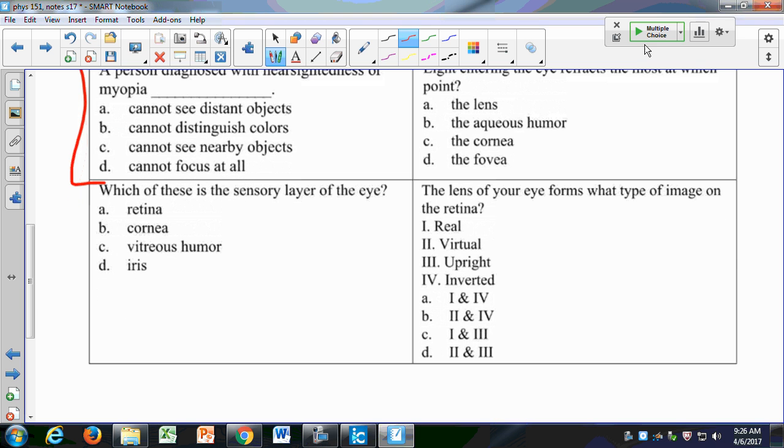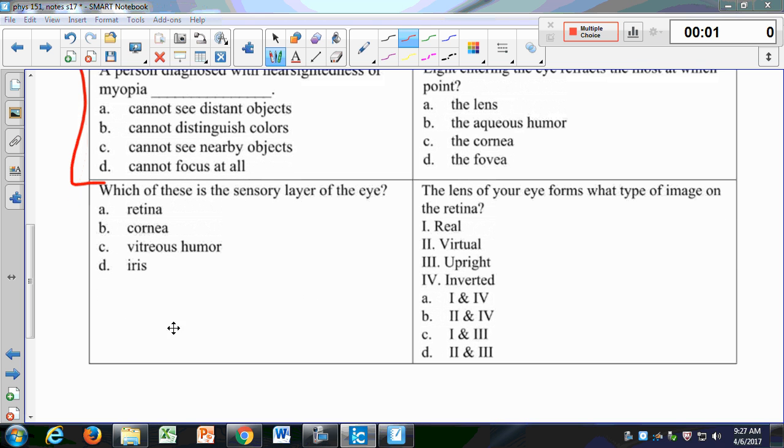No, that question was too easy. Let's do this last one, this one right here. Which of these is the sensory layer of the eye?